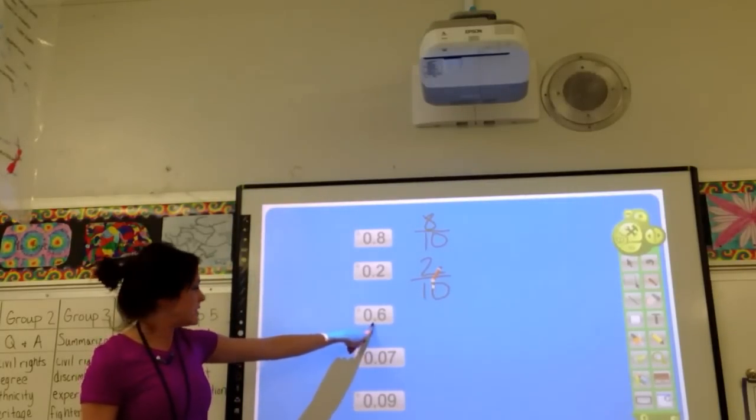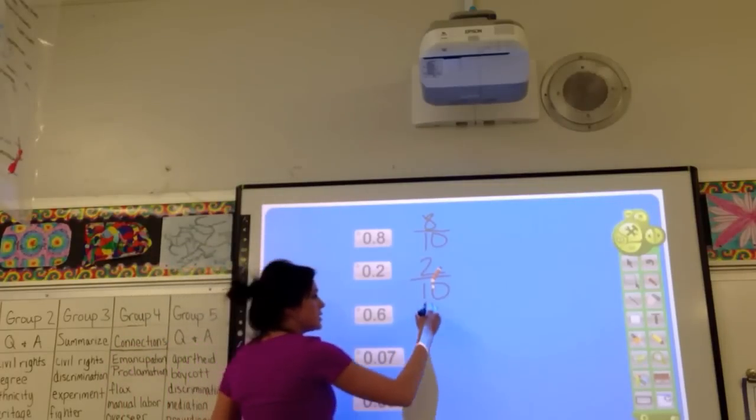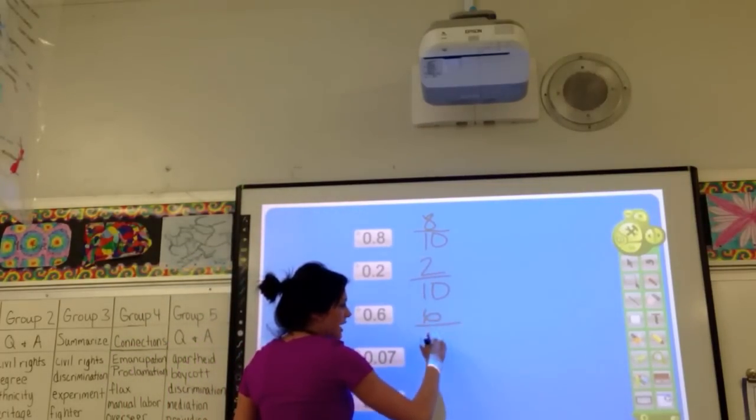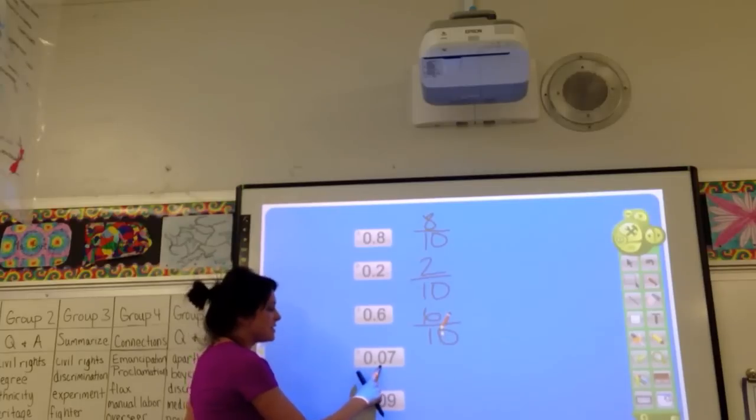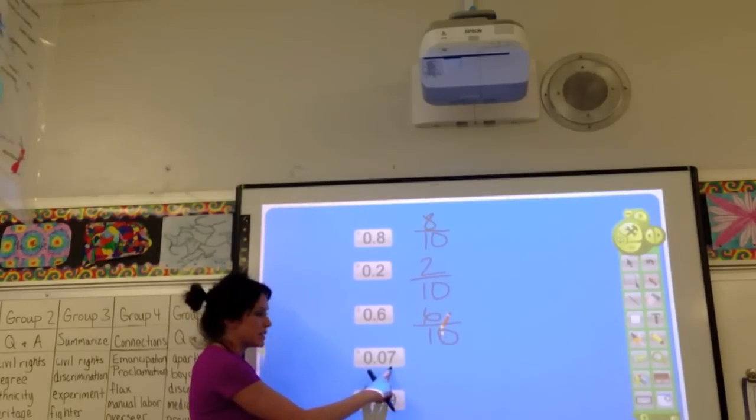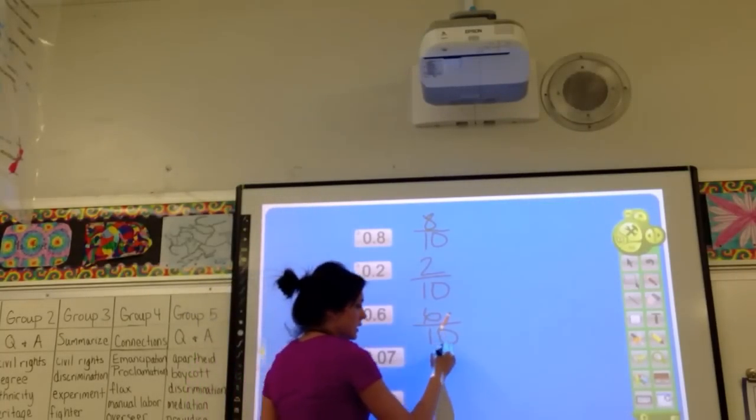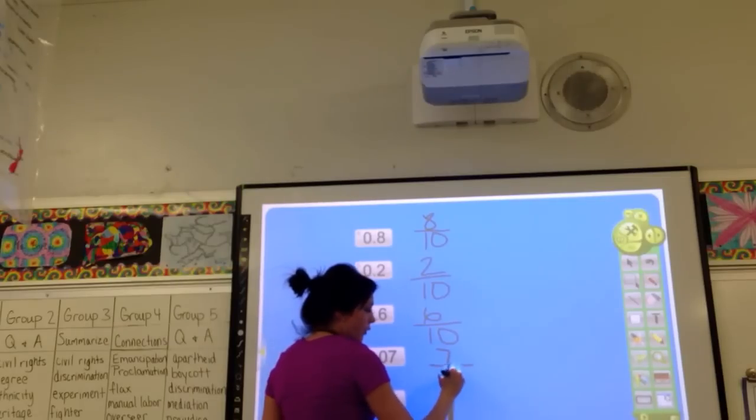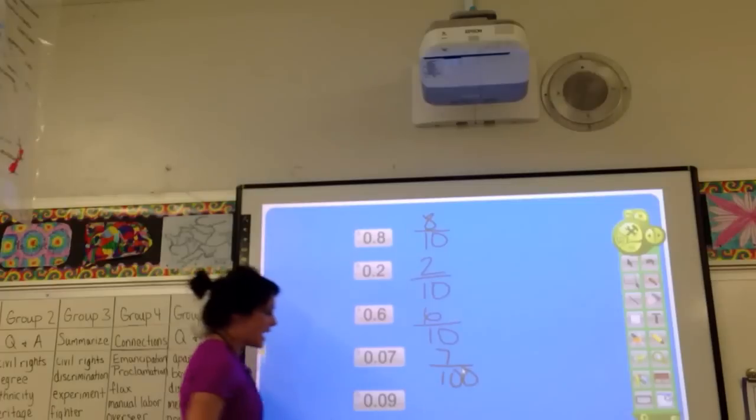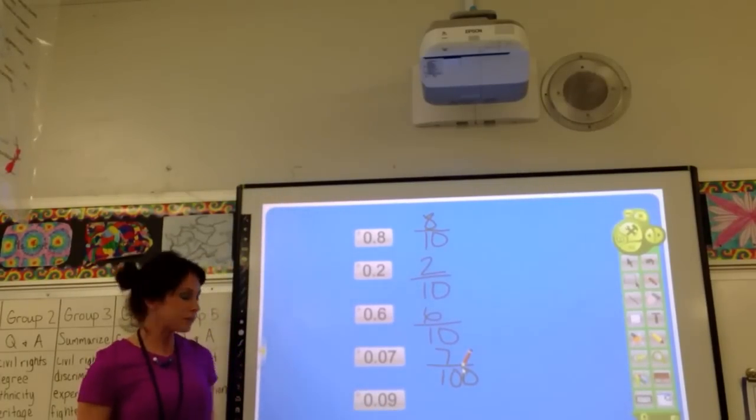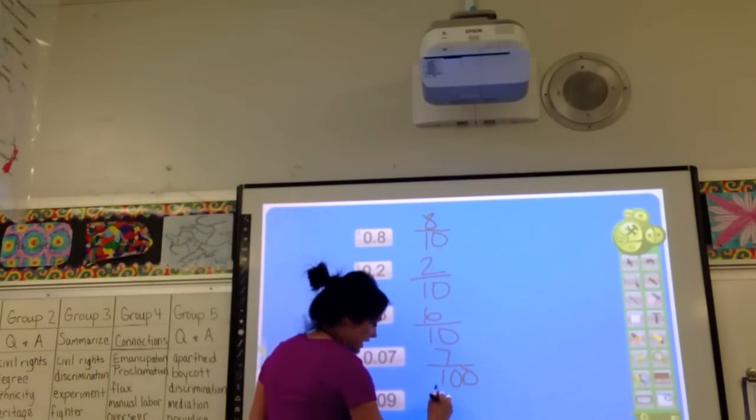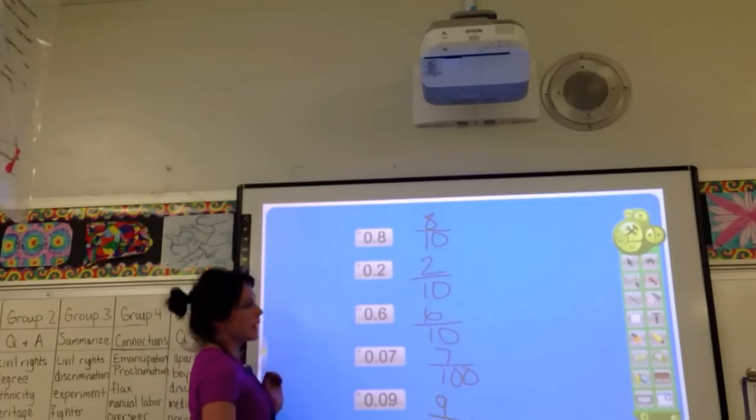This is 6 tenths, so I would write it as 6/10. This one's a little different. The 7 is not in the tenths place, it's in the hundredths place. So I have 7 out of 100, 7 hundredths. So I'd write it as 7/100. And same for this. The 9 is in the hundredths place value, so I would write it as 9 hundredths. Okay, moving on.